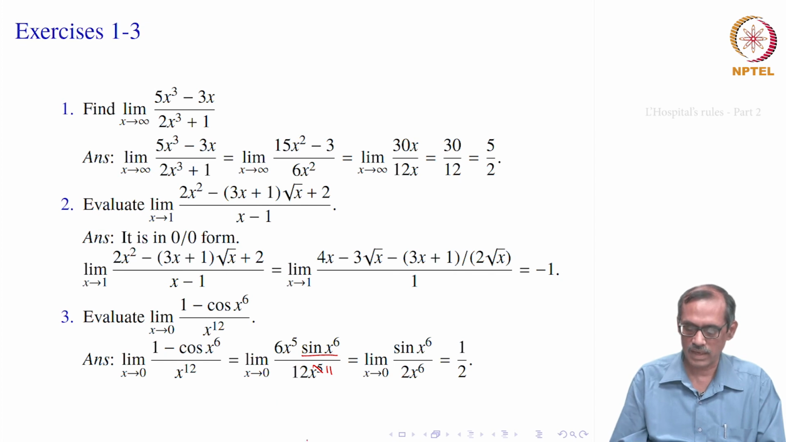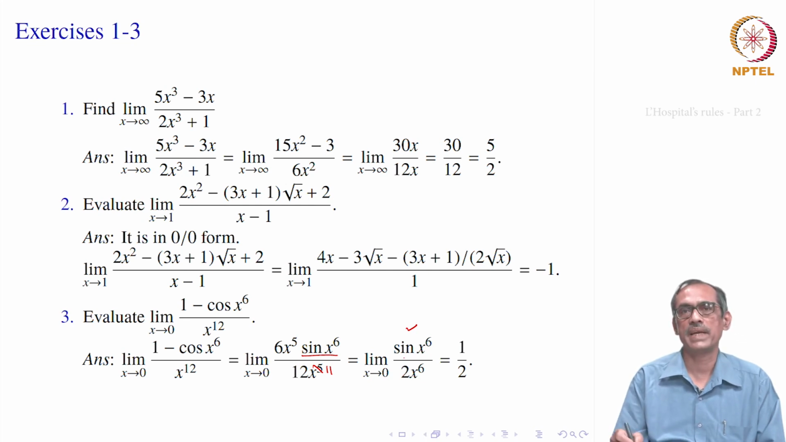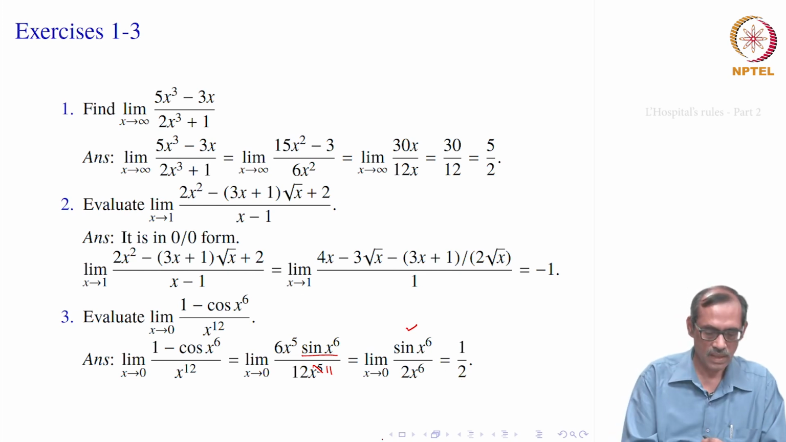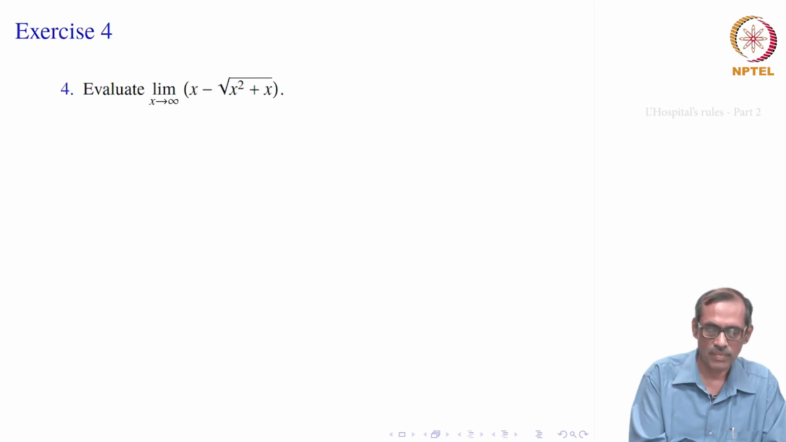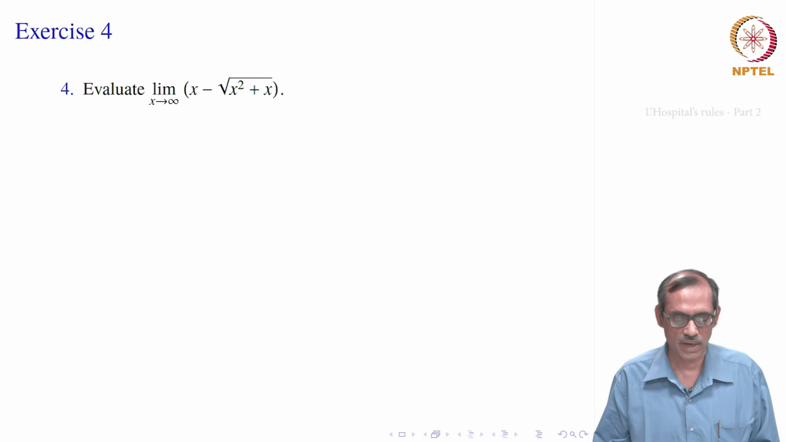So, that x to the power 5 we can cancel, and in the denominator x to the power 11 leaves x to the power 6. So, this is sin x to the power 6 divided by 2 into x to the power 6. As x goes to 0, x to the power 6 goes to 0, we can write sin t divided by 2t as t goes to 0, and we know sin t by t equals 1 in the limit. So, the answer is half. This is pretty straightforward, but the chain rule has to be applied for getting the differentiation of sin x to the power 6. Okay.